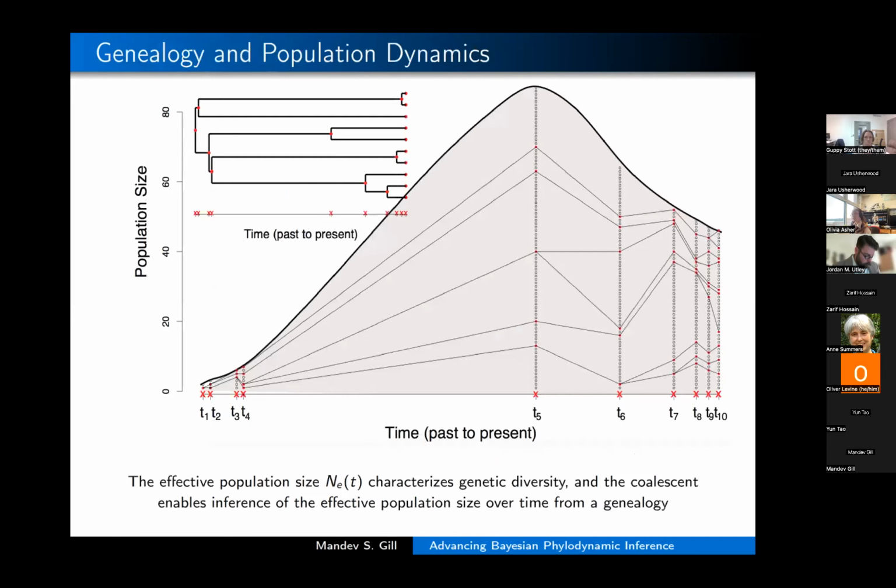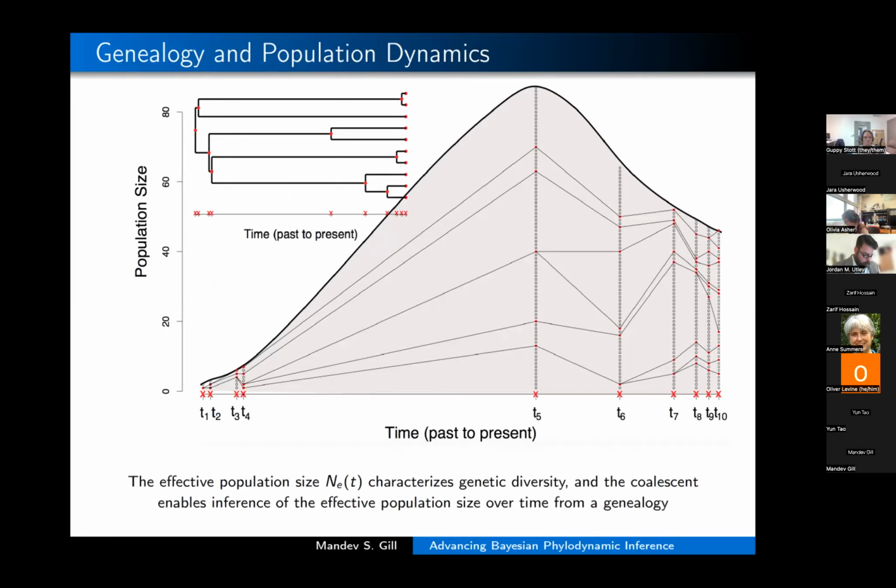So the coalescent provides a striking connection between the genealogy and the effective population size, as we can see in this figure. When the effective population size is relatively large, there's a greater waiting time between coalescent events. And when the effective population size is relatively small, there tends to be a shorter waiting time between coalescent events.